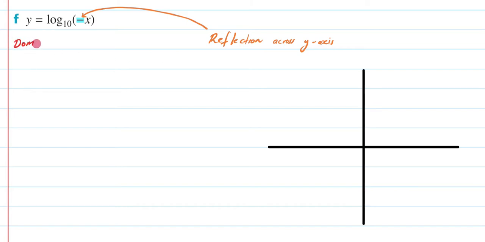First by finding what my domain is going to be, remembering that you can't log 0, nor can you log a negative number. So that means whatever's inside our brackets here, what we're logging, is going to have to be greater than 0. Now, negative x is greater than 0. Obviously, what we have to do is divide both sides by -1.